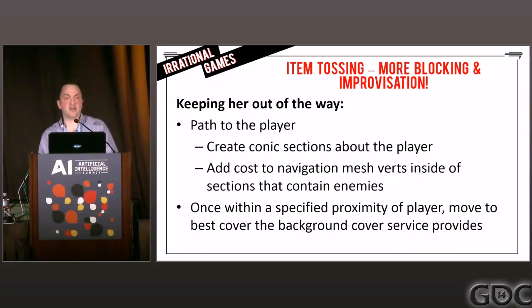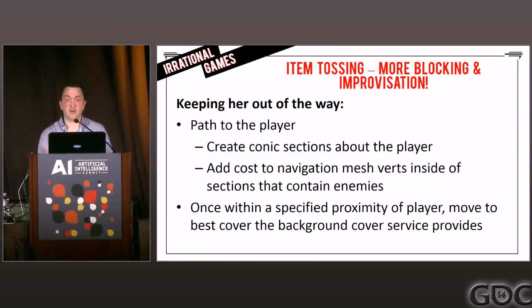But in the worst case scenario, if she did find herself on screen and the player through their viewpoint keeps her on screen, and she wanted to be closer to the player to take cover, we would have her first path to the player. To have her stay out of your line of fire and behave like she was trying to avoid being in a firefight, we would create a number of conic sections with the player's position as the pivot. If an enemy was found to be in one of these sections, we would add cost to the navigation mesh vertices. And in general, it ends up that she does a really good job to stay out of the line of fire. Occasionally, she would end up running through the line of fire due to navigation constraints.